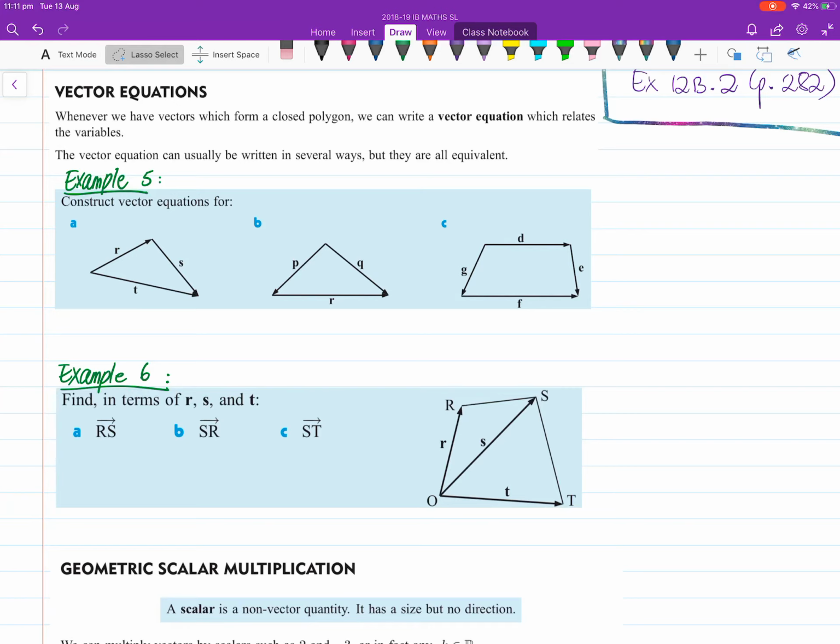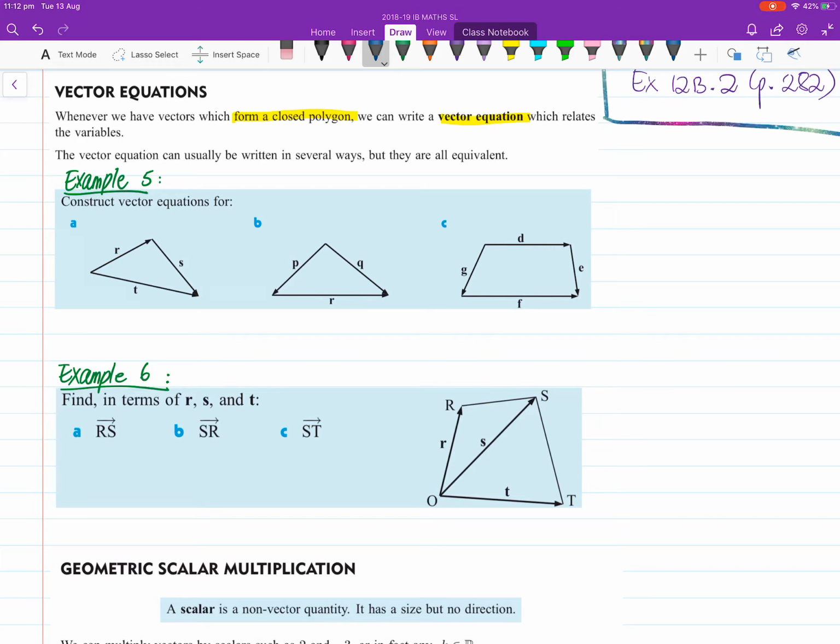With vector equations, you can basically just join them up until they form a closed polygon. Remember we've got to go from tail to tip when we line up the arrows, and then you can come up with your vector equation and it ties it all together. But in the end, the resultant vector has to start from the starting point and end at the ending point. So for example here, in example 5, question A, you've got vectors R, S, and T, and it says construct vector equations for these diagrams.